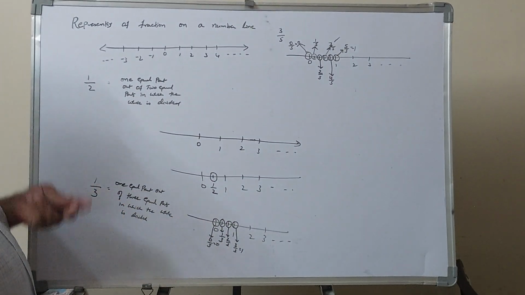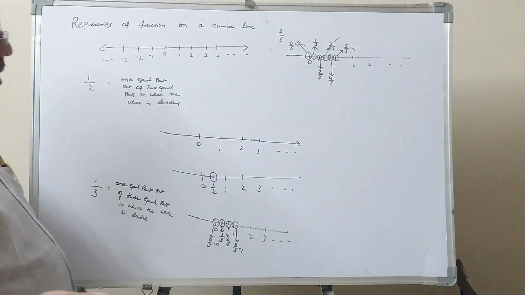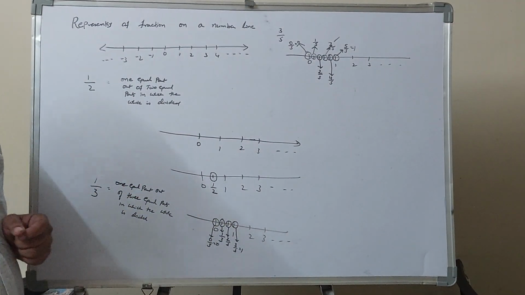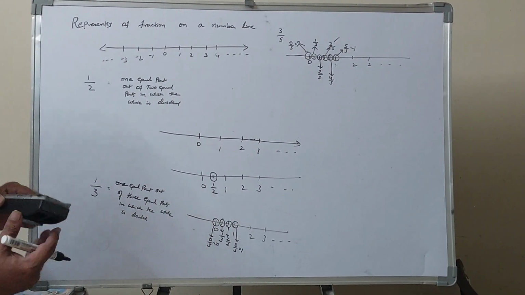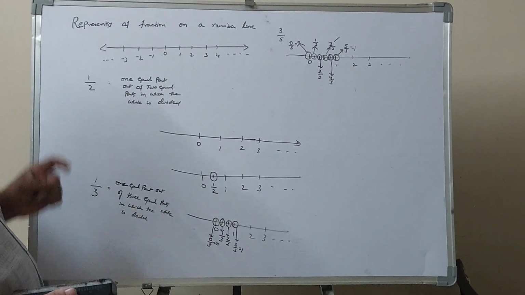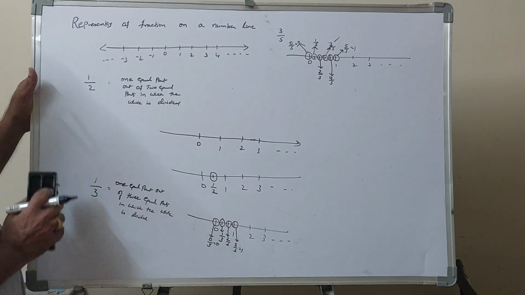Similarly, you can do it for 1 by 8, 1 by 7, whatever the number, you can do it like that. This is the way of representing a fraction on a number line. Okay. Now we'll see how to write a fraction as a division. Before that, pause the video to note it down.